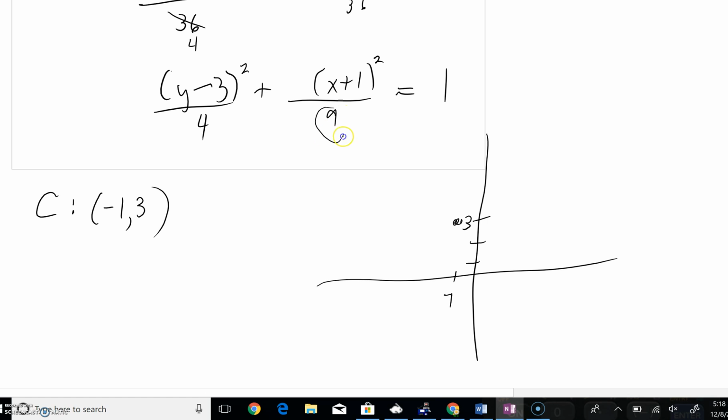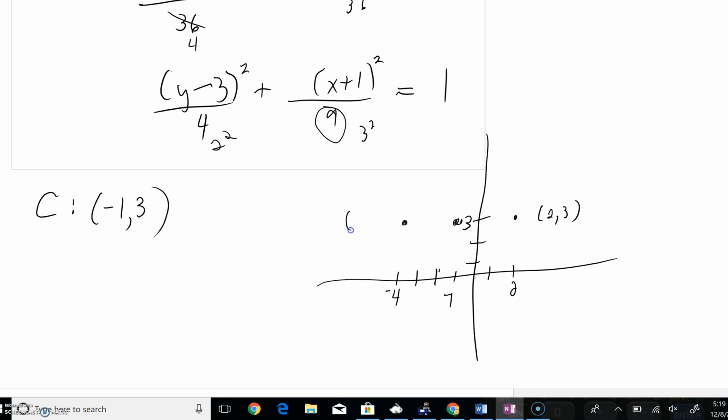Hopefully you can see that our bigger denominator is underneath x. So we're actually going to have a major axis that goes horizontally. I'm going to go 3 steps to the right of this center. So I'll go 1, 2, 3, and that's at 2, 3. That's a vertex. And then I'm going to go, of course, with my x direction 3 steps to the left. So I'll go 1, 2, 3. That's going to be over here at -4.